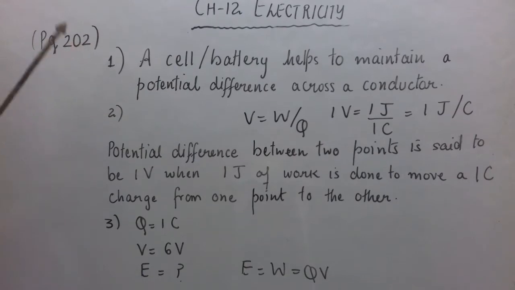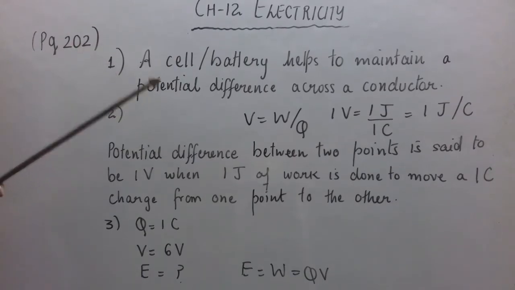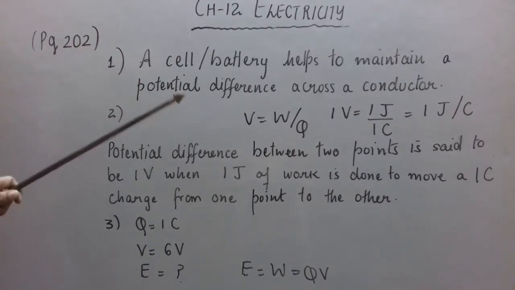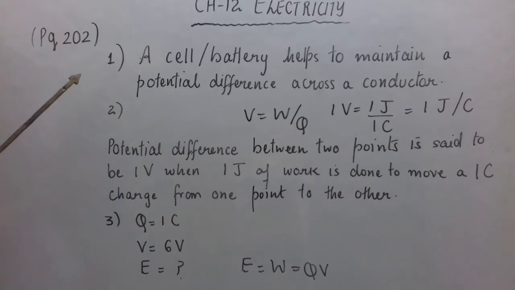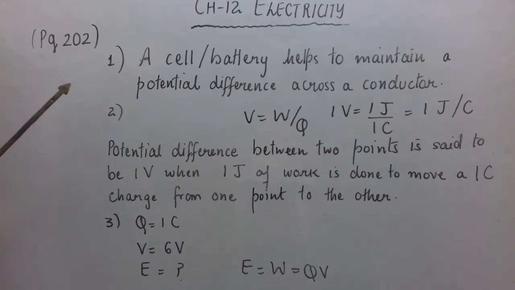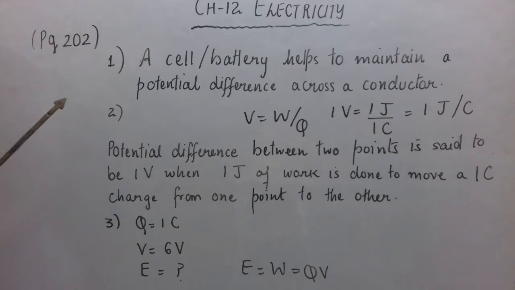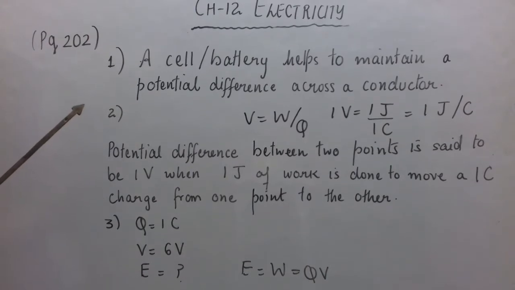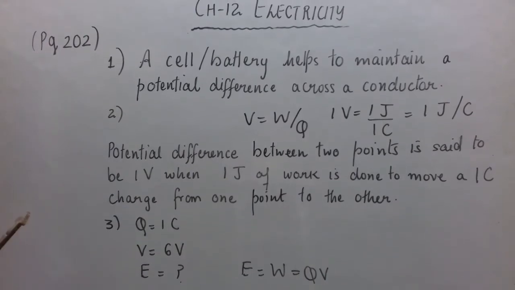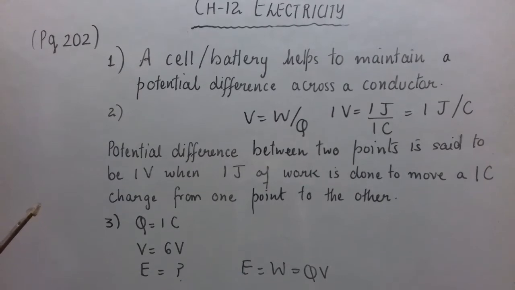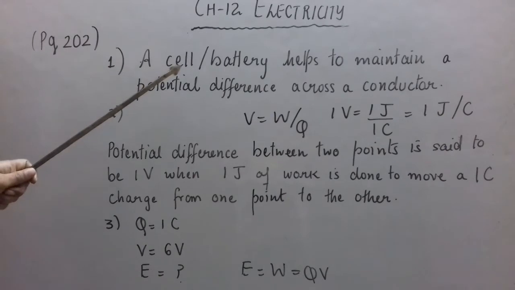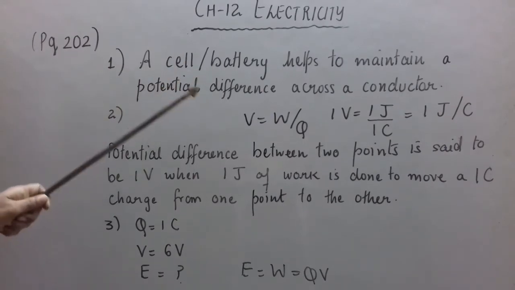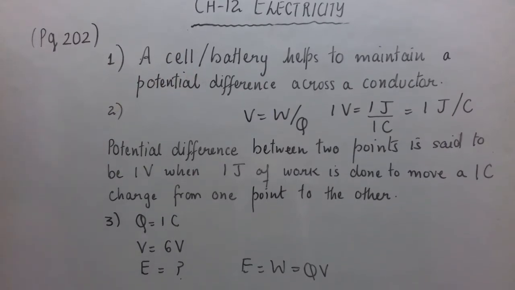If the question was to measure the potential difference across a conductor, then your answer would be voltmeter, not voltameter. So if you write voltameter instead of voltmeter, your answer will go wrong, because voltameter is a cell. Voltmeter is an instrument which is used to measure the potential difference, and cell or battery, these are the devices which help to maintain a potential difference across a conductor.